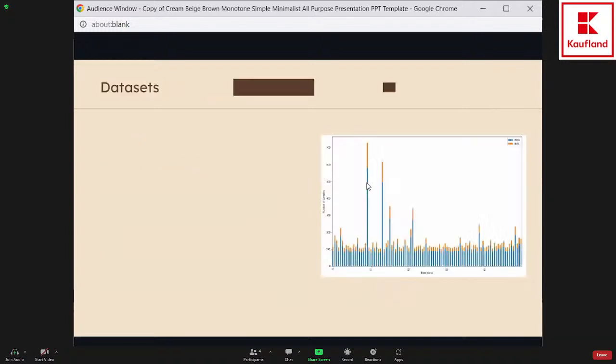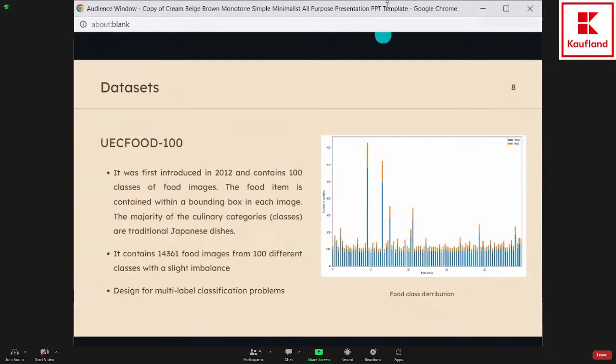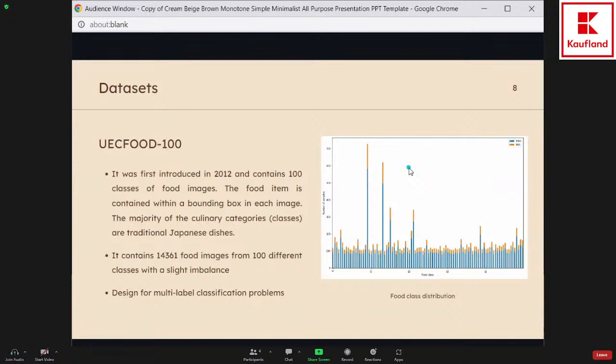Now we go to the weaker partner, which is WEC 100. I hope it's pronounced right. It was introduced in 2012, and the reason I chose it is because it has support for multi-label learning, meaning for one image there are multiple labels. For example, there was a picture with burgers and fries, and for that picture we have the label burgers and the label fries, unlike the other dataset.